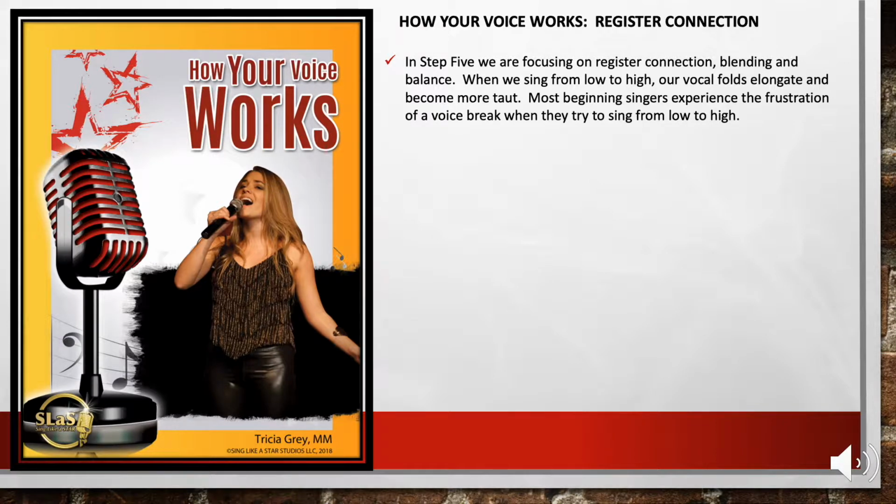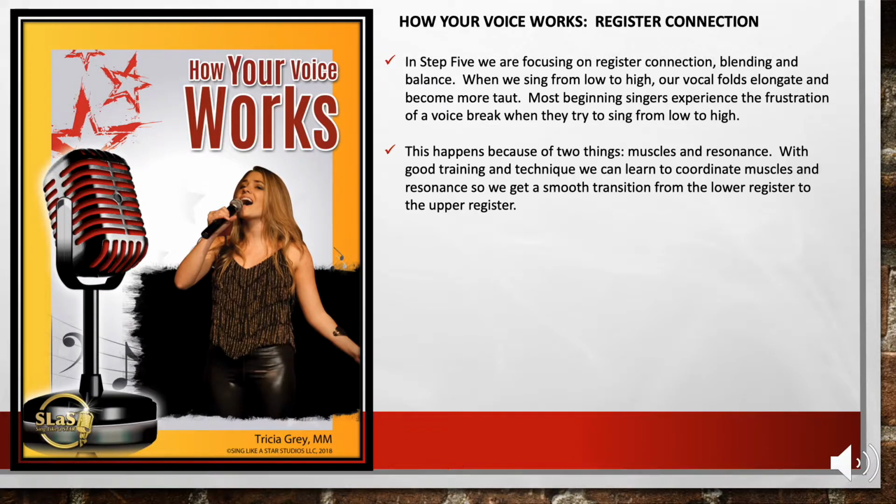When we sing from low to high, our vocal folds elongate and become more taut. Most beginning singers experience the frustration of a voice break when they try to sing from low to high. This happens because of two things: muscles and resonance. With good training and technique, we can learn to coordinate muscles and resonance, so we get a smooth transition from the lower register to the upper register.